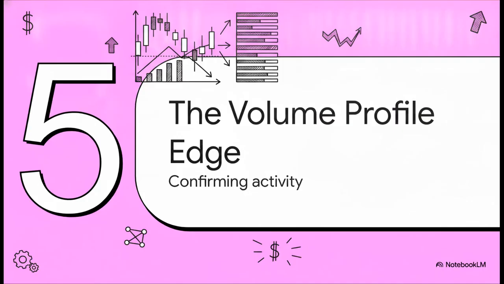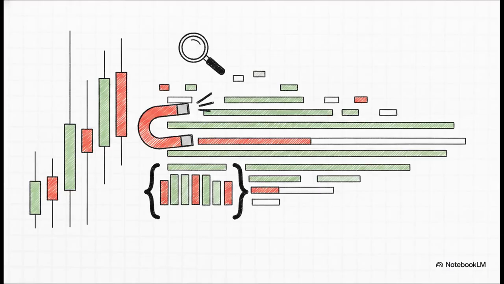Let's jump into Section 5, the volume profile edge. How do we confirm all this activity? So, standard volume at the bottom of your chart shows volume by time, but volume profile shows volume by price level, mapping out exactly where the big money is doing business. Volume profile has three main components. First, the point of control, or POC. This is the single price level where the highest volume was traded. It's a massive magnet for price.